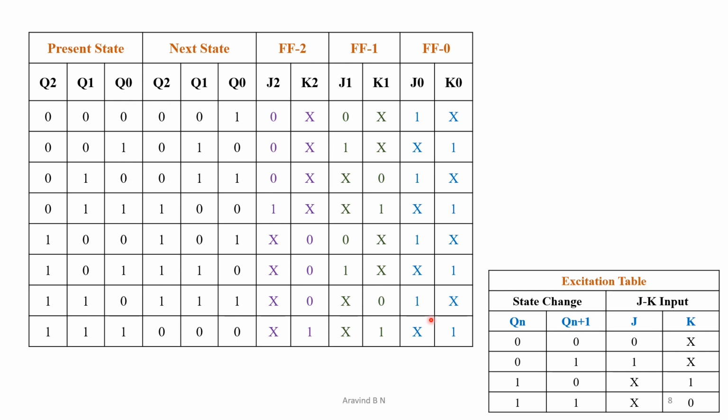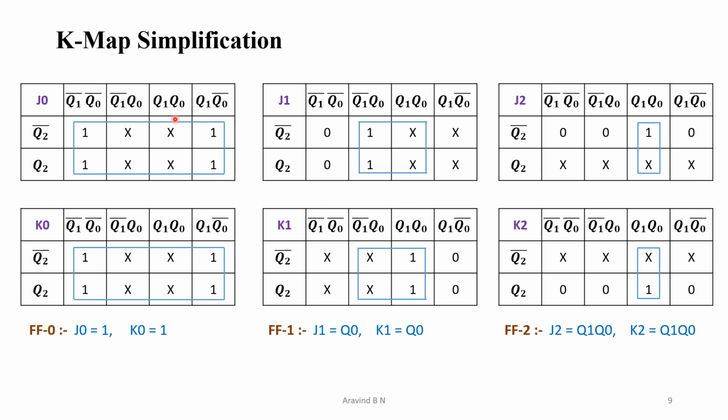Now we have to identify the expression for each of these. That means for J0, K0, J1, K1, J2, K2, we have to identify the expression by solving this by K-map. So let us get into the K-map simplification of each of these. Now here is the K-map simplification. This is for J0 and K0. This is the simplification we are going to do, and the expression we are going to get is J0 is equal to 1 and K0 is equal to 1.